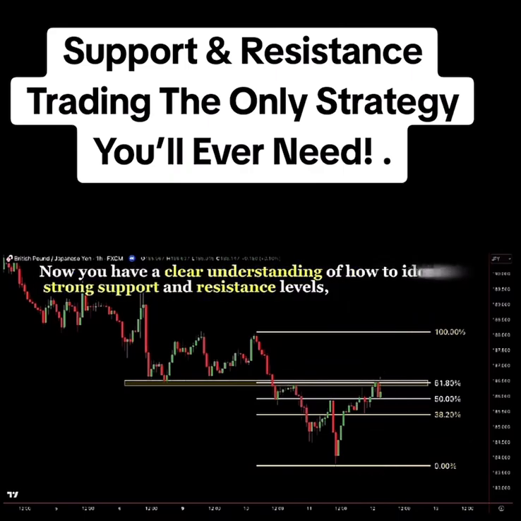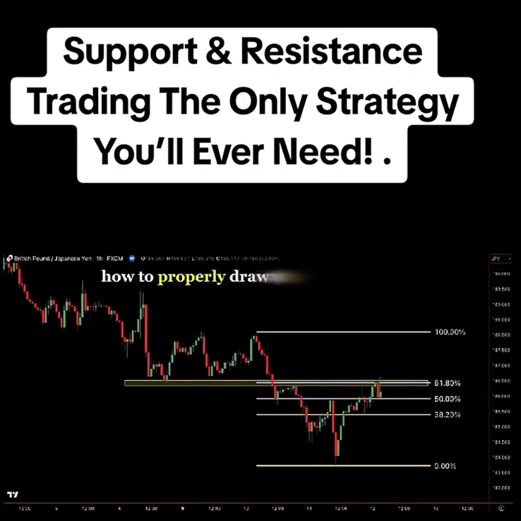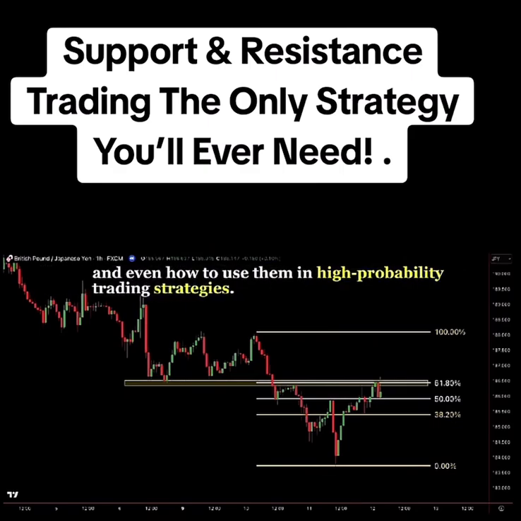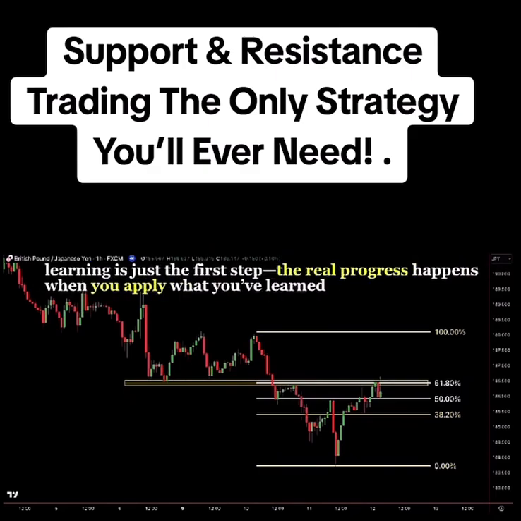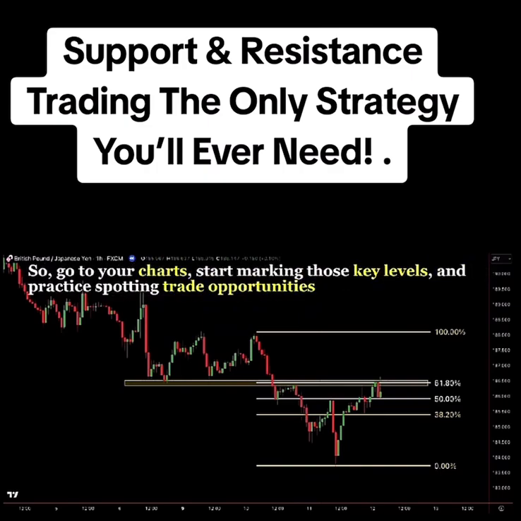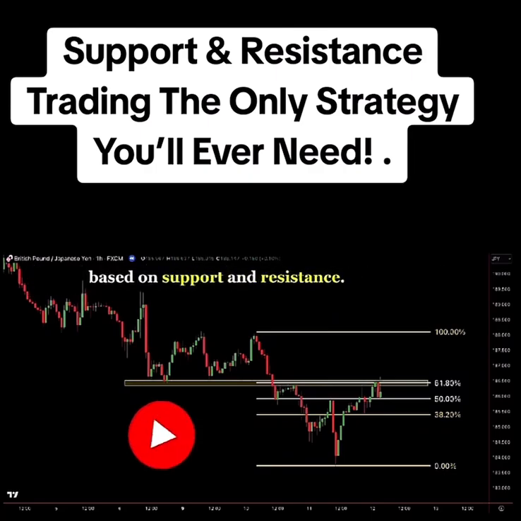Alright traders, now you have a clear understanding of how to identify strong support and resistance levels, how to properly draw them, and even how to use them in high probability trading strategies. But learning is just the first step. The real progress happens when you apply what you've learned. So, go to your chart, start marking those key levels, and practice spotting trade opportunities based on support and resistance.